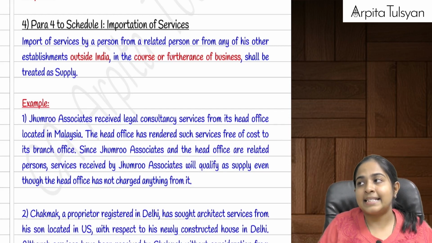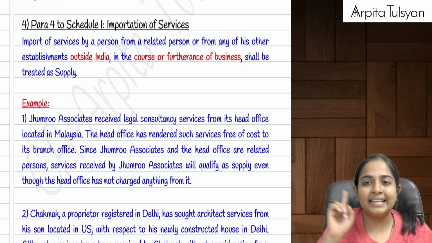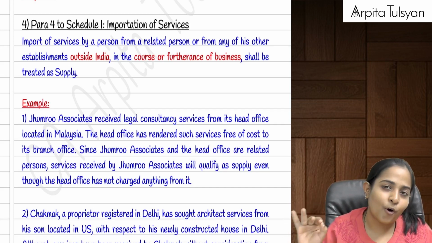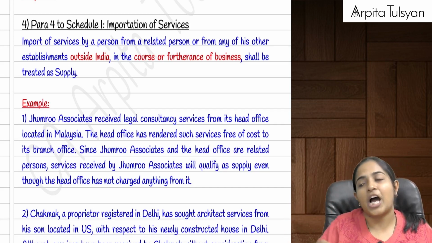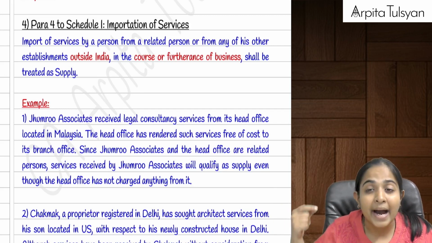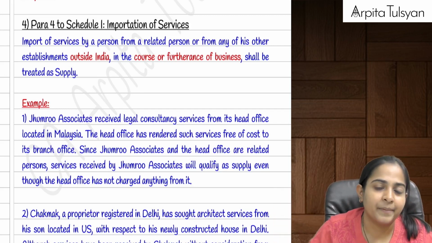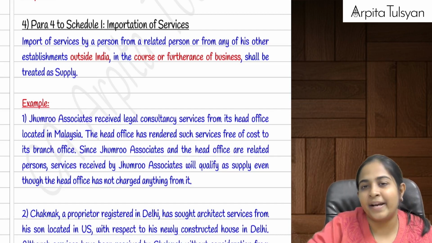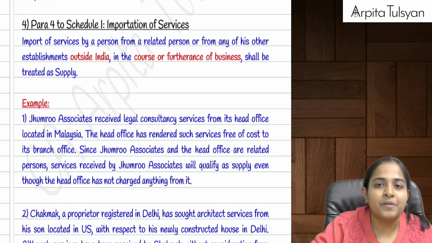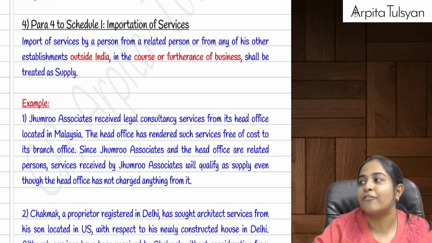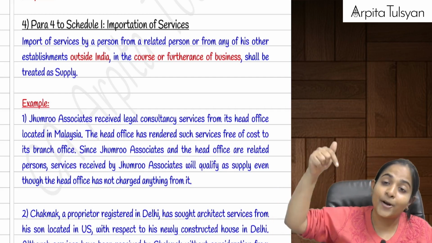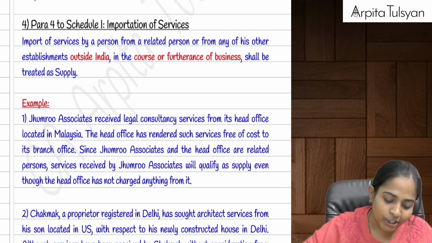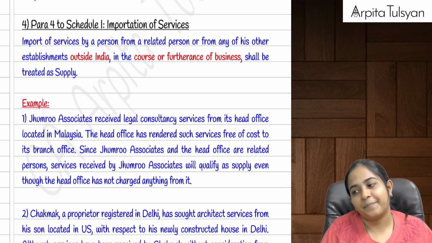Okay, let's say I wanted to get the interior decoration of my office done, for which I took architect services from my related person who is located outside India, for which I did not pay any consideration. Can we say that if that person is my related person situated outside India from whom I have imported particular services which I am going to use in the course or furtherance of business, even if the consideration paid was zero, then too this will be considered as a deemed supply? Are you clear with this?